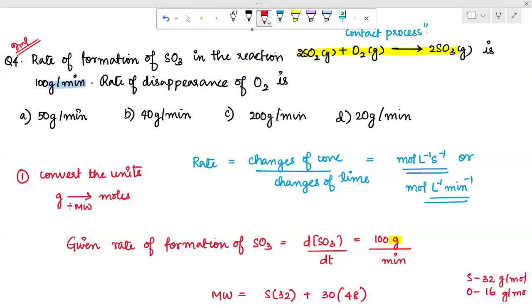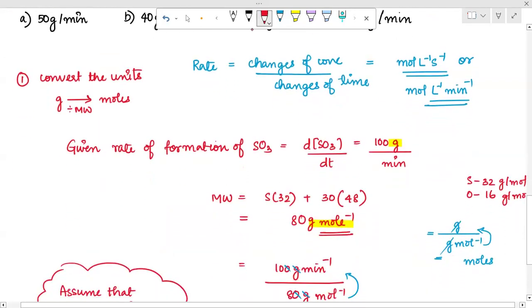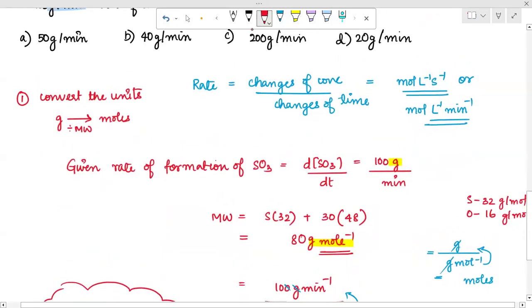I know this question is slightly different from the earlier questions that we have done, but mark it as important. I'll put one more question in the assignment for you to practice, and you will be able to do it very smoothly. So what is it that we have done? Whatever rate of formation was given in grams per minute was converted to moles per minute. How did we convert it? We divided it by the molecular weight of the particular species, SO3.